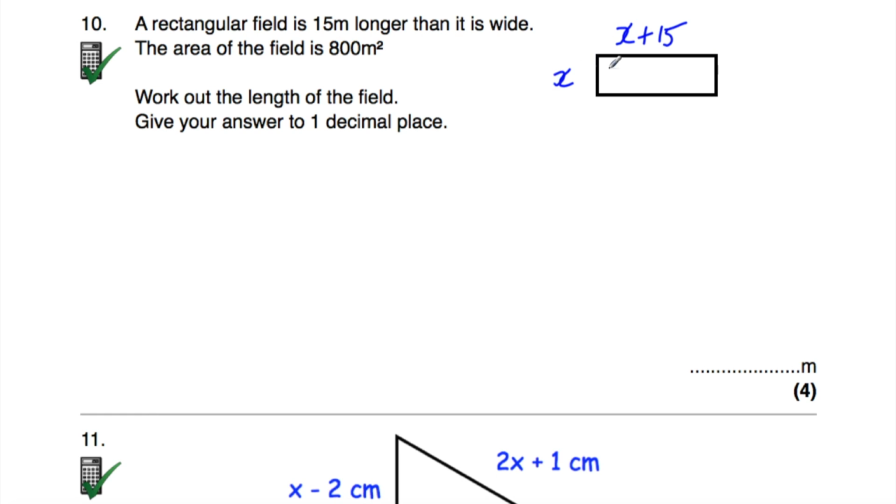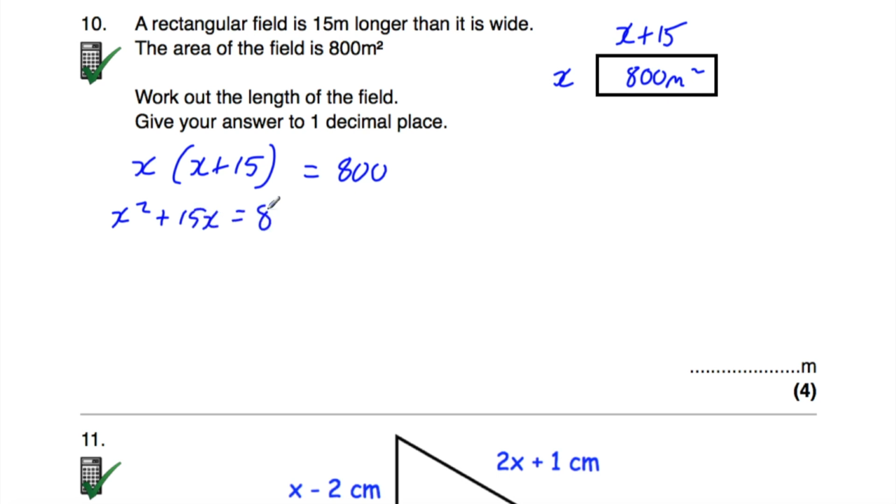And we know that the area of the field is 800 meters squared. So that's the field, and we've been asked to work out the length of the field. So let's create an equation. We know that for a rectangle, the area is the length times the width. So if we multiply the width and the length together, we'll get the area. So the width is x and the length is x plus 15. So if we multiply those two together, we get that's equal to 800. Now if we expand our brackets, we get x times x is x squared, and then we've got x times 15, so it'll be plus 15x, and that's equal to 800.